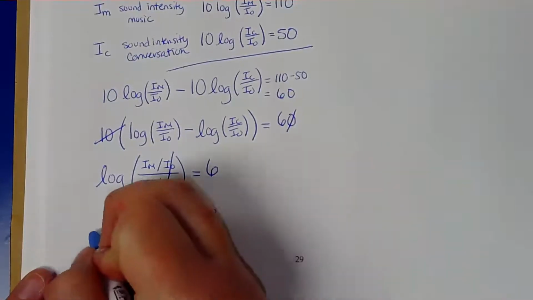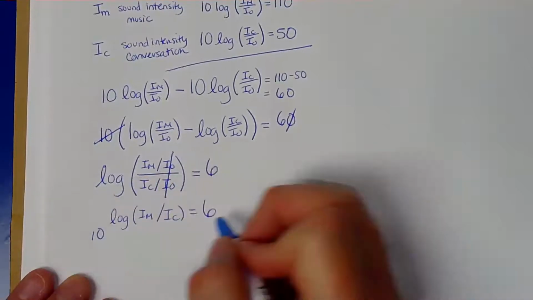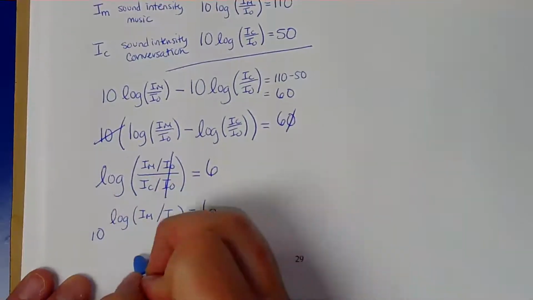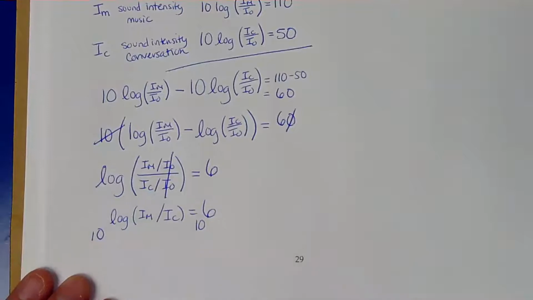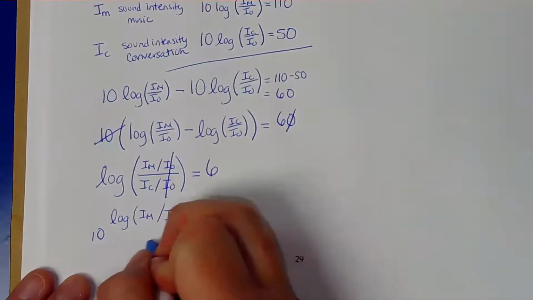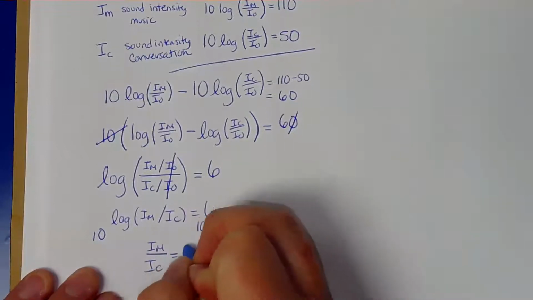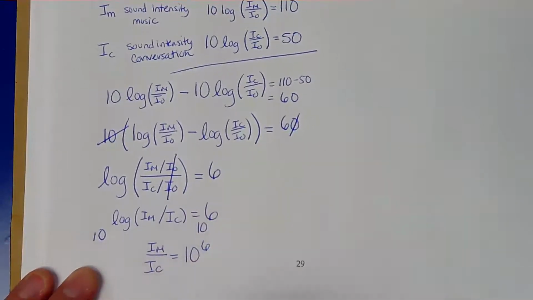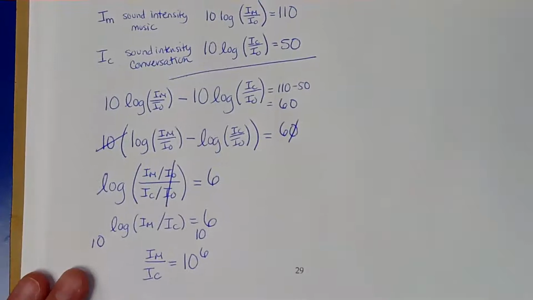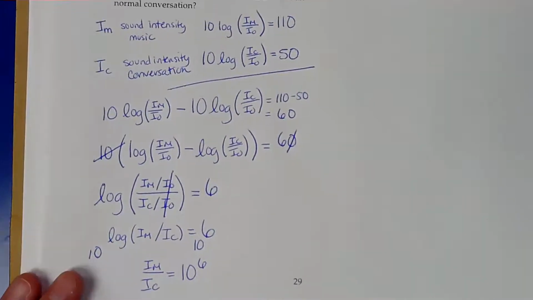To do that, I'm going to do 10 raised to each side. 10 and log, or common log, are inverse functions. So I'm left with IM divided by IC is equal to 10 to the 6th. And 10 to the 6th means that that is 1,000,000 times more intense of a sound.